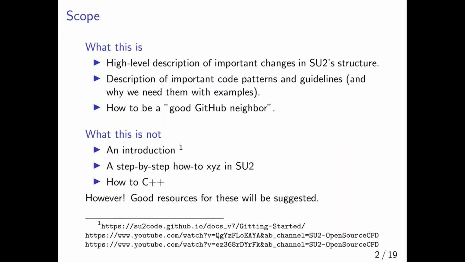This will be a high-level description of some of the most important changes that have happened to SU2 in the past year and a half. It will be a description of important code patterns and guidelines, and also why we need them with some examples. And I will also talk a bit about how to be a good GitHub neighbor and some initiatives that are coming towards that end.